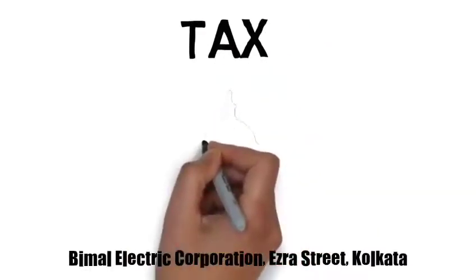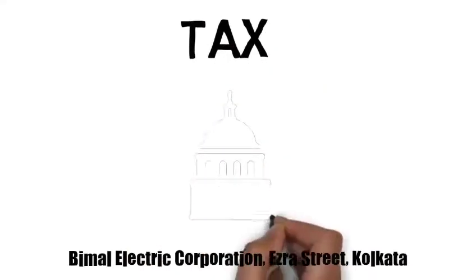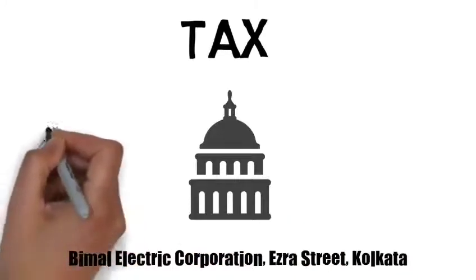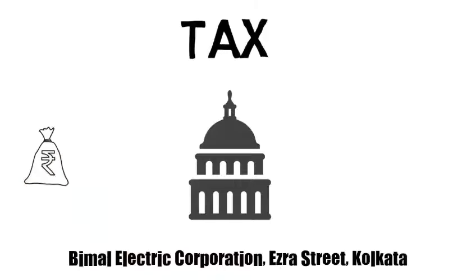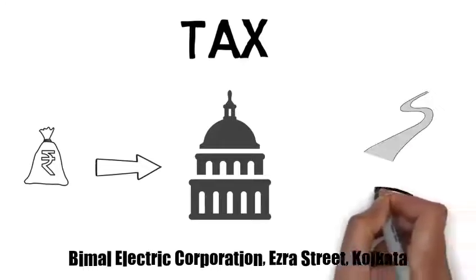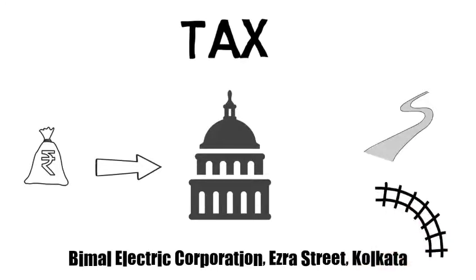But before that we need to know what a tax is. Tax is the money which is paid to the government. It is imposed on your income, business profit, cost of goods and services, and transactions, so that the government can use this money in public interest and to pay off the national debts.